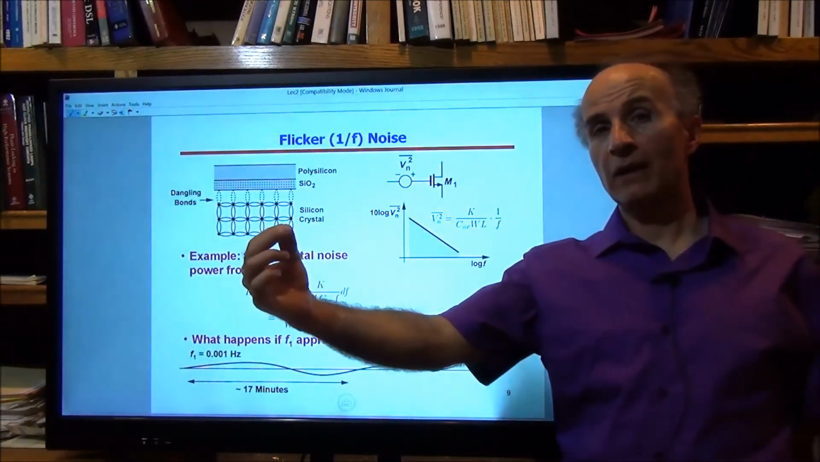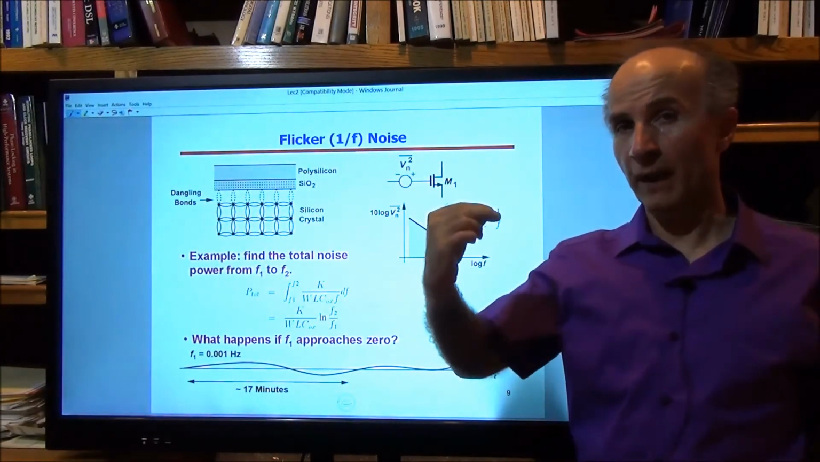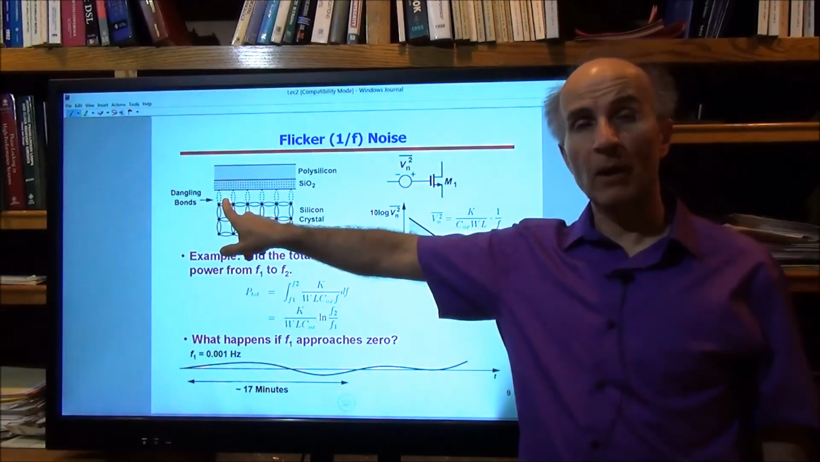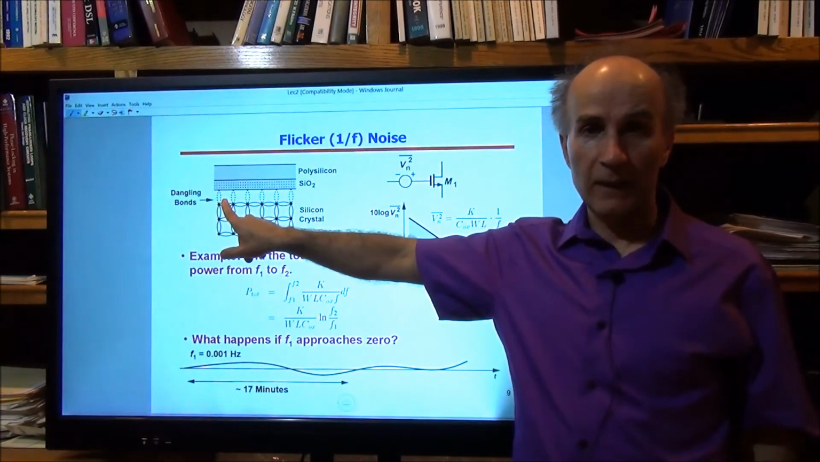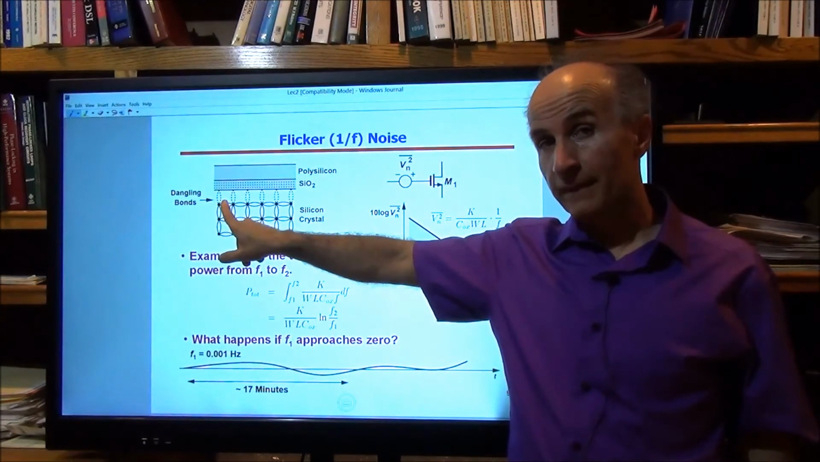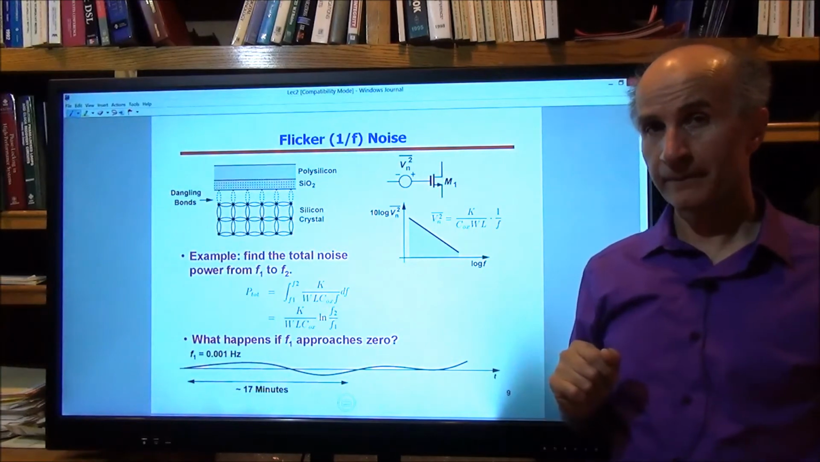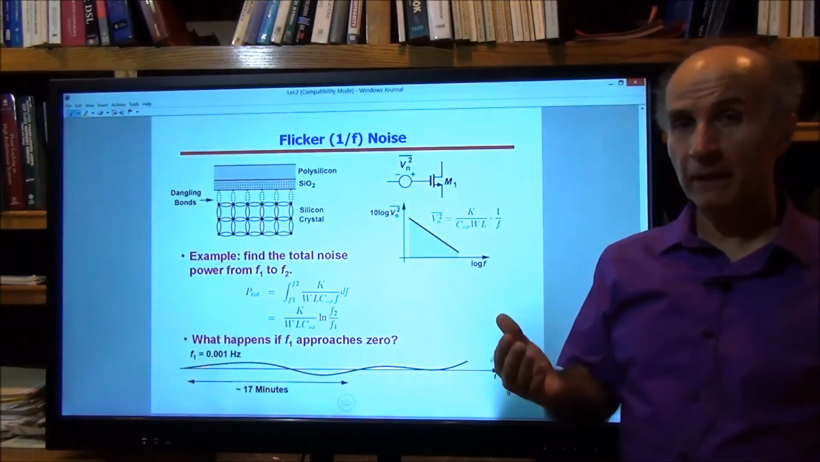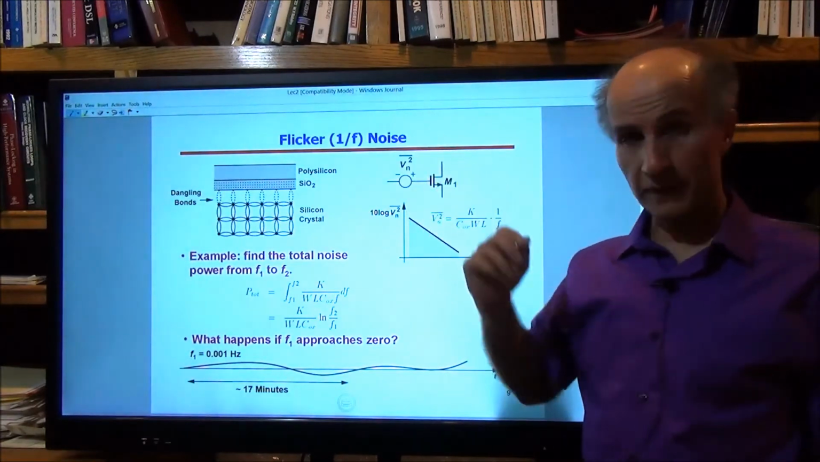Now, when the charge carriers start from the source and travel towards the drain, sometimes they fall into these bonds. So they get trapped and then they are released. And this trap and release mechanism creates noise. And that noise is not like thermal noise. This is one mechanism by which flicker or 1/f noise is created.